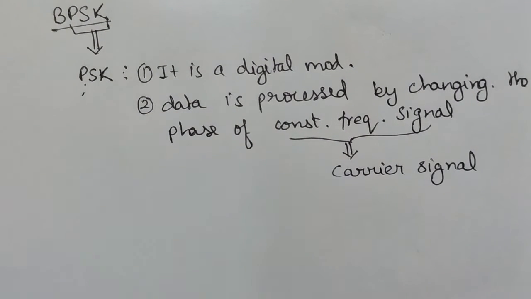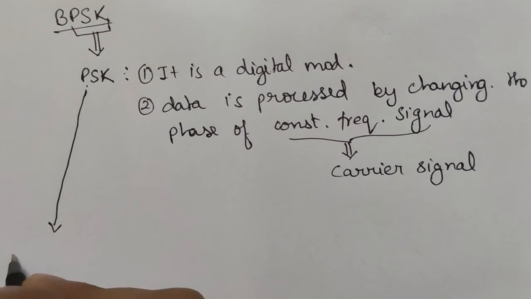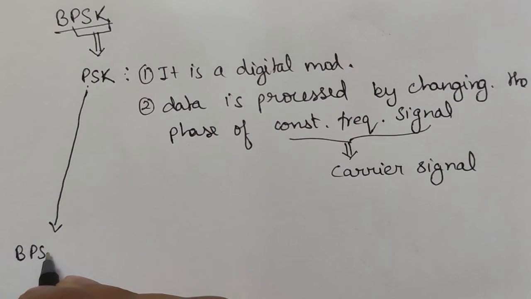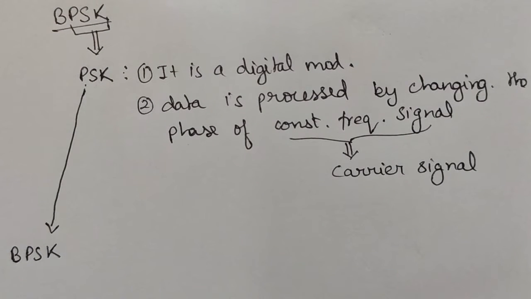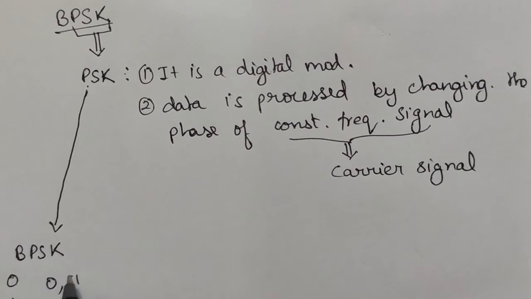This PSK is a general case. That means it has many classifications, and its classification is based on its number of phases. For instance, there is BPSK, binary phase shift keying, in which our mapped incoming data symbols, that is our bits 0 and 1, are given two possibilities, that is 0 or pi.